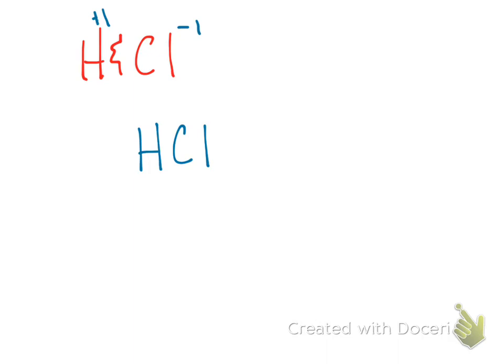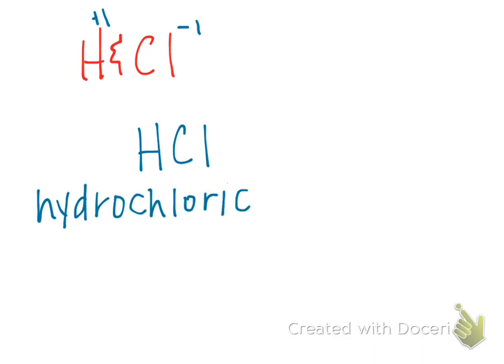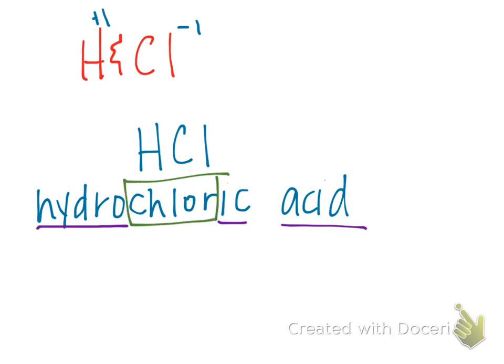So the name of this molecule would be hydrochloric acid. Right, so here's my binary rules. Hydro-ic acid. Chlor comes from the root of the fact that we're dealing with chloride. Okay, how do we feel about that? Okay so far? Okay. What if I needed to form an acid between hydrogen and sulfide?